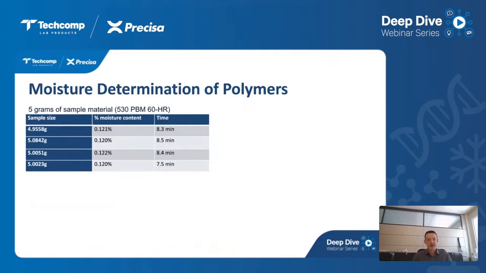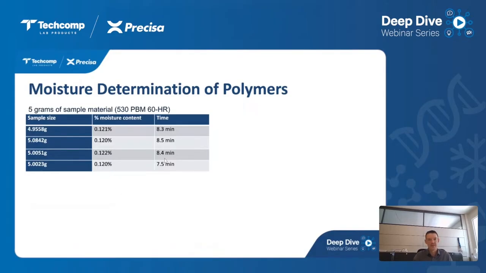The results and the time are shown here. Also here we have very narrow moisture content results, and the time is also very similar. This means that we have a very good repeatability throughout the different analysis runs, and also the standard deviation is more than acceptable.